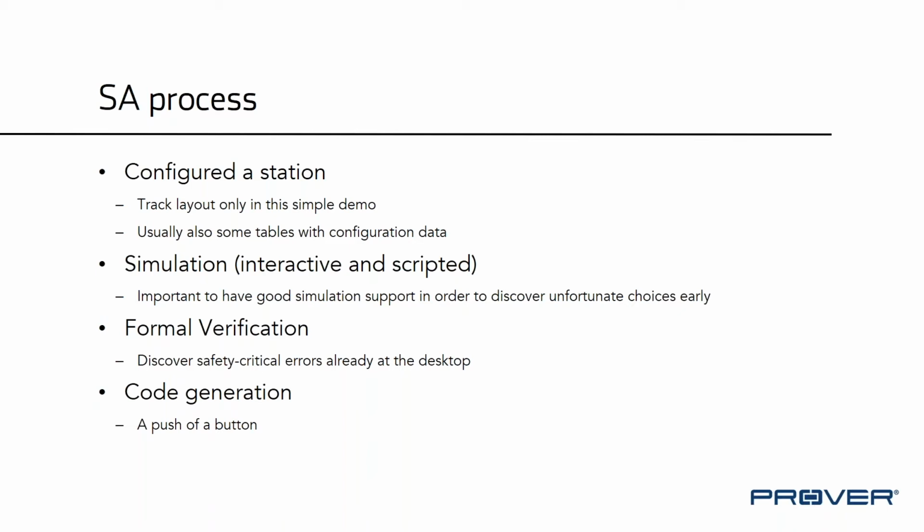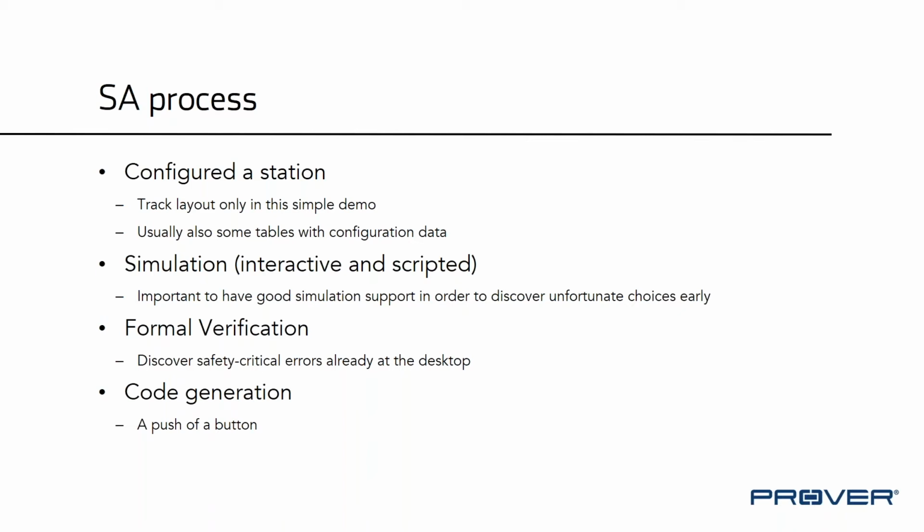Then I demonstrated simulation, both interactive simulation and scripted. And I'd like to stress that it's very important to have good simulation support in order to discover unfortunate choices early. It's not uncommon that you think when you create the configuration of a station that you have made a good choice, but then by simulation you can actually discover that you need to put in a new track circuit, or you need to move a signal or something like this to get better capacity. And you also find mistakes, of course, simple spelling mistakes and things like this.